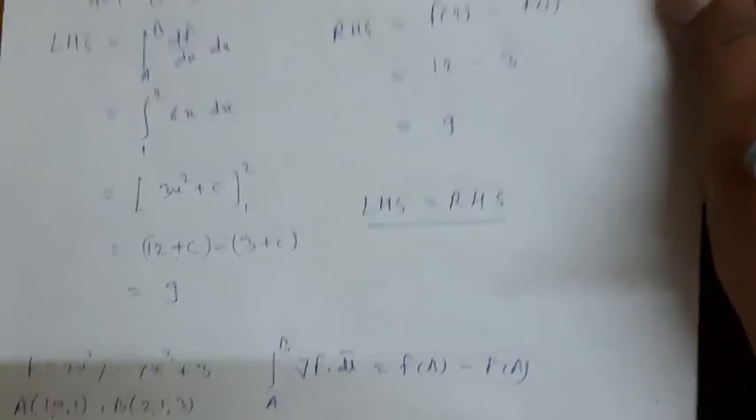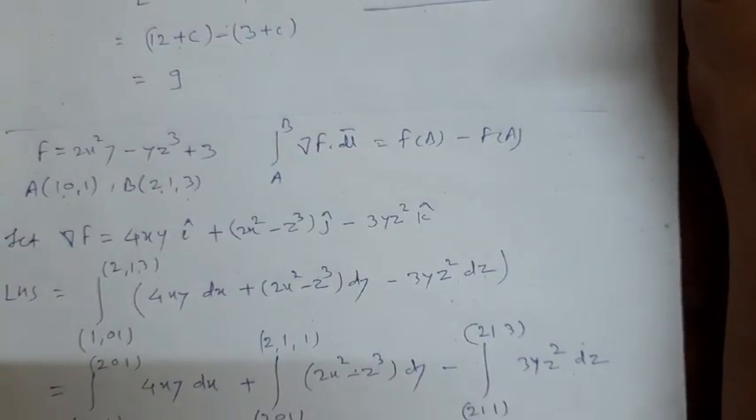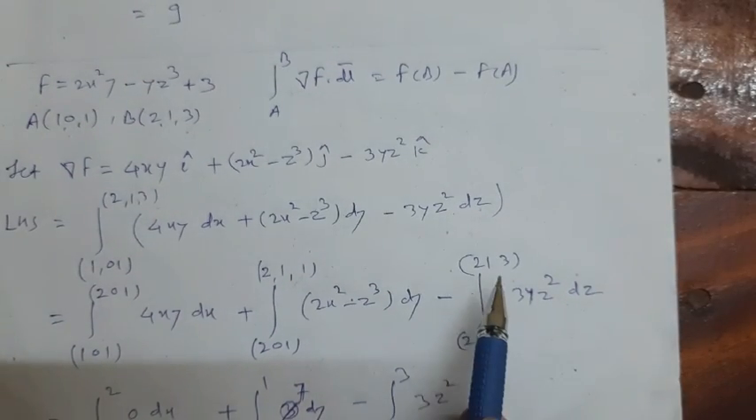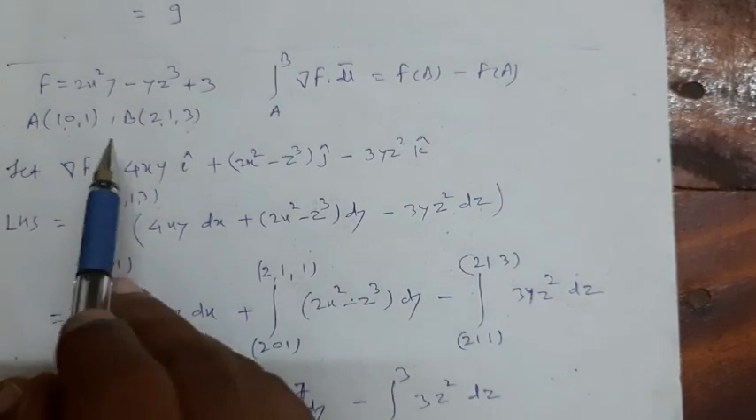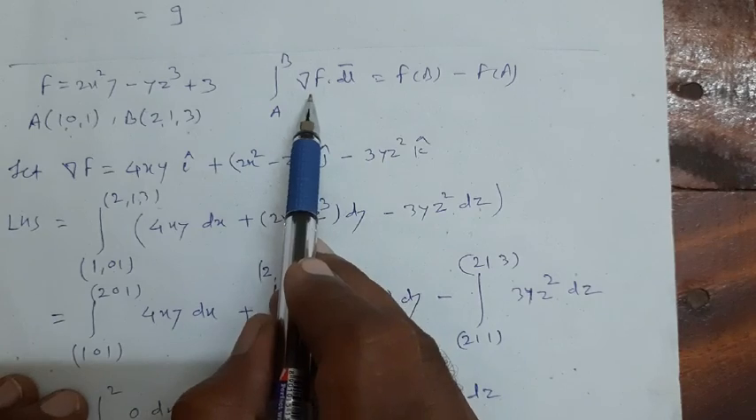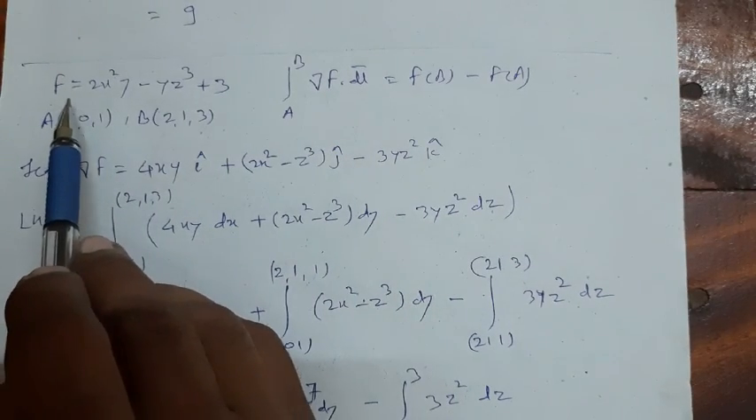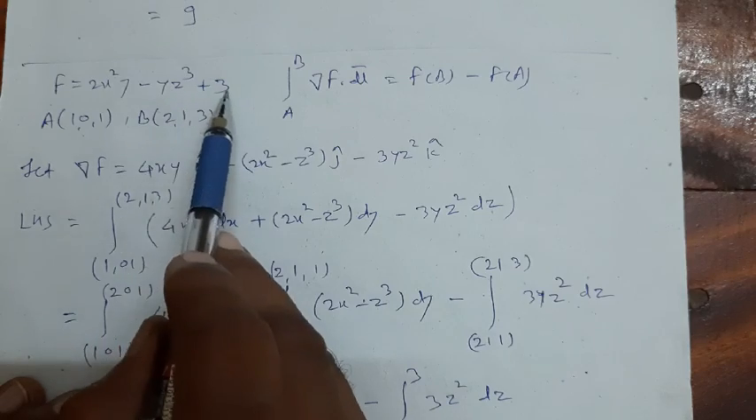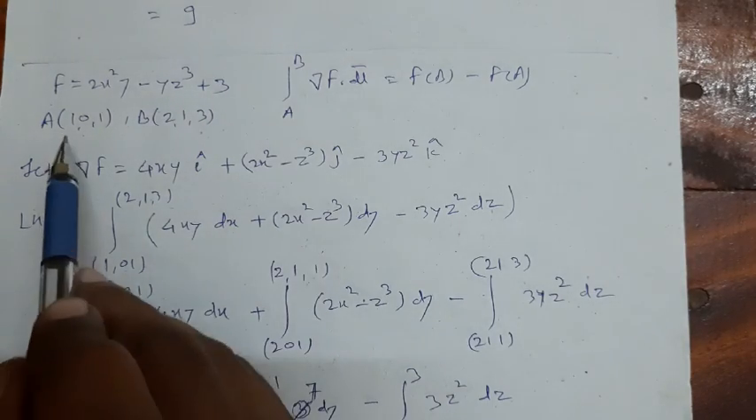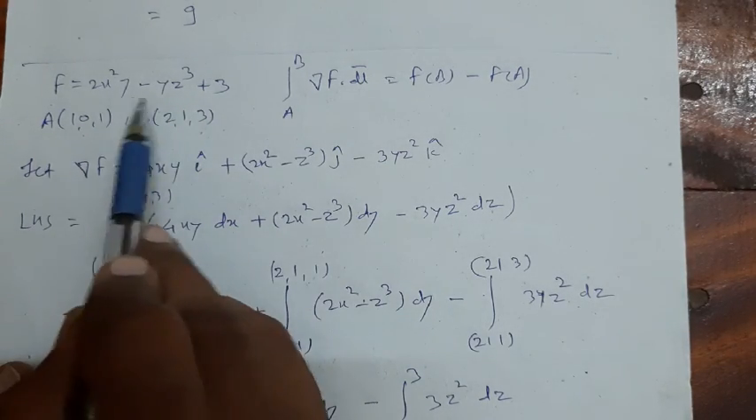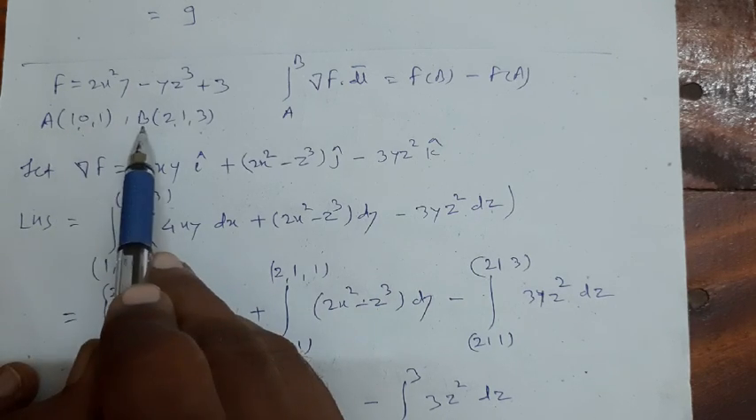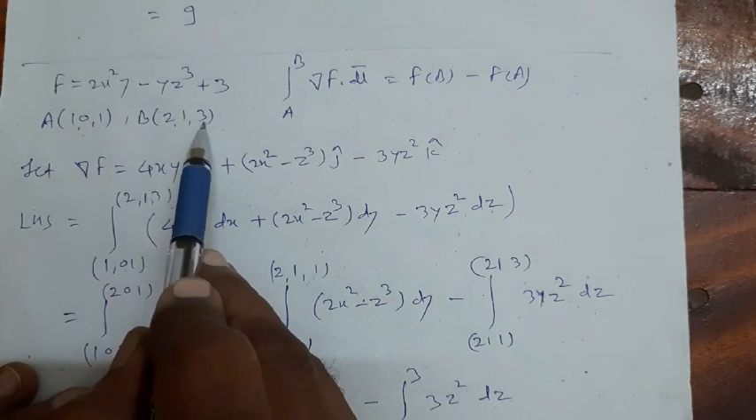In 12th, you might have gone through this. Now we will go for the next proof. It is the fundamental theorem for gradient. For that, the scalar function given was 2x square y minus yz cube plus 3. The first point A, now it is in 3 dimension, therefore the point A with the coordinates 1 0 1, point B with coordinate 2 1 3.